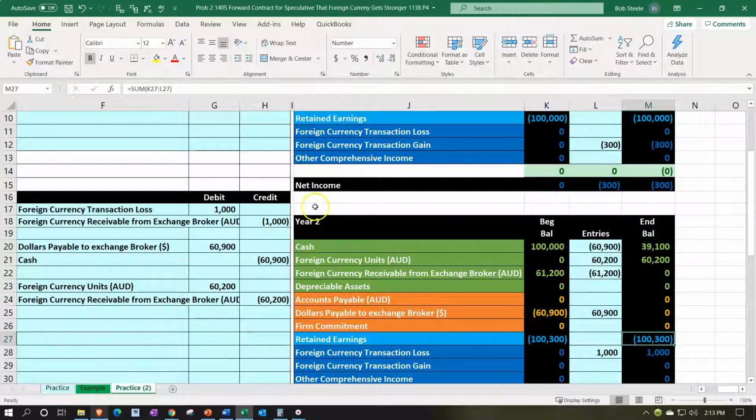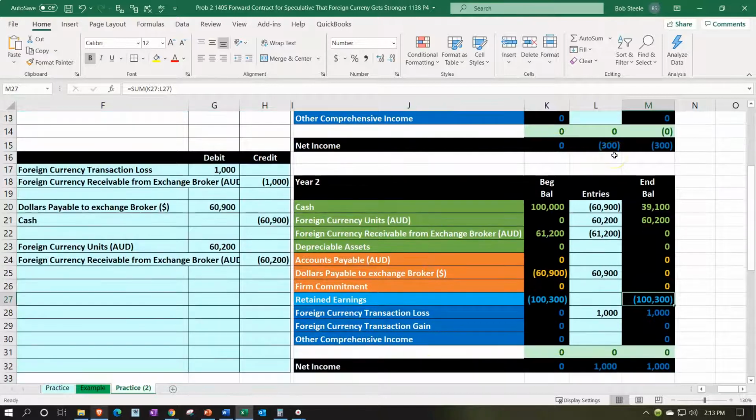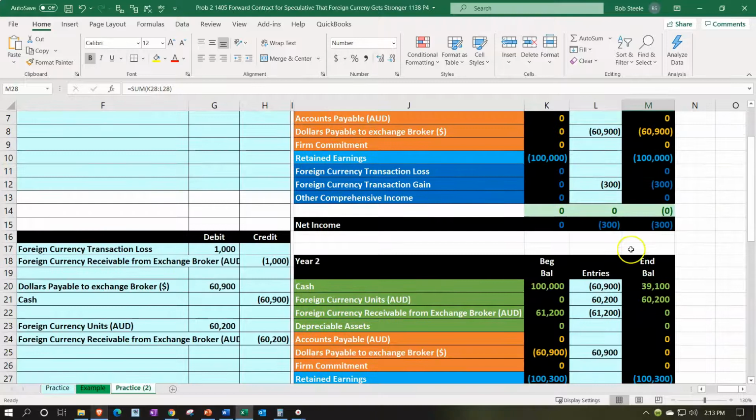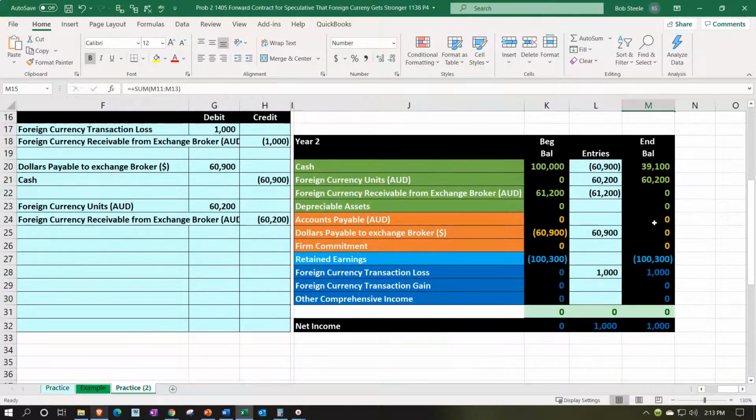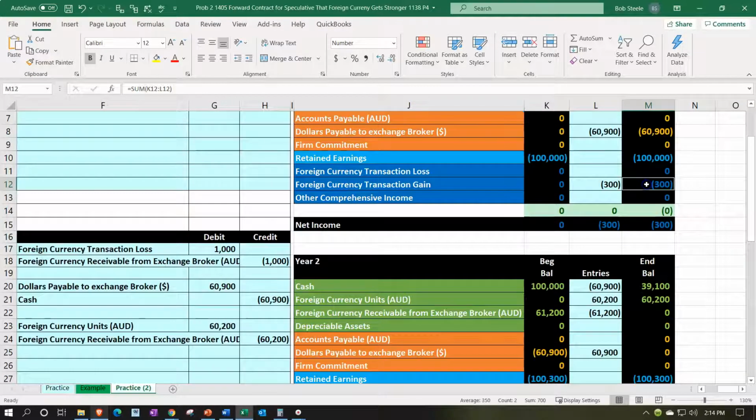Retained earnings is from the prior period that rolled in. It started at 100,000, then the 300 that was increased from a gain in the prior period, but now we have this $1,000 loss. So on the income statement, the key here is that we had to revalue it last time, so we should be recording a gain in the prior period. And then in this period, we actually had to record a loss. So if you look at the total between the two, of course we had a loss overall.